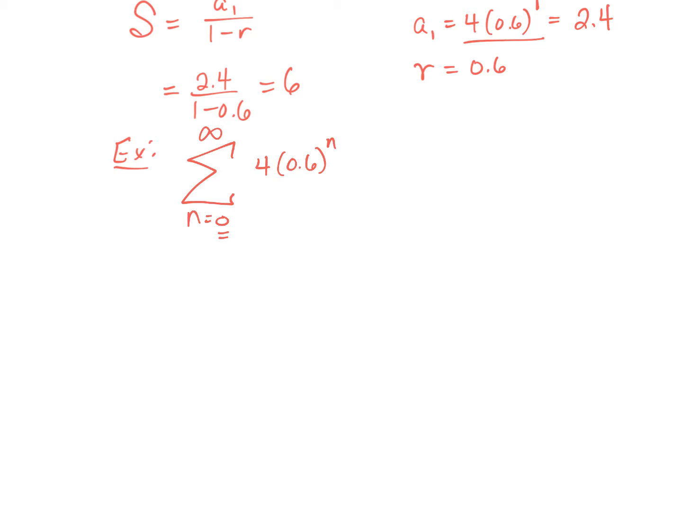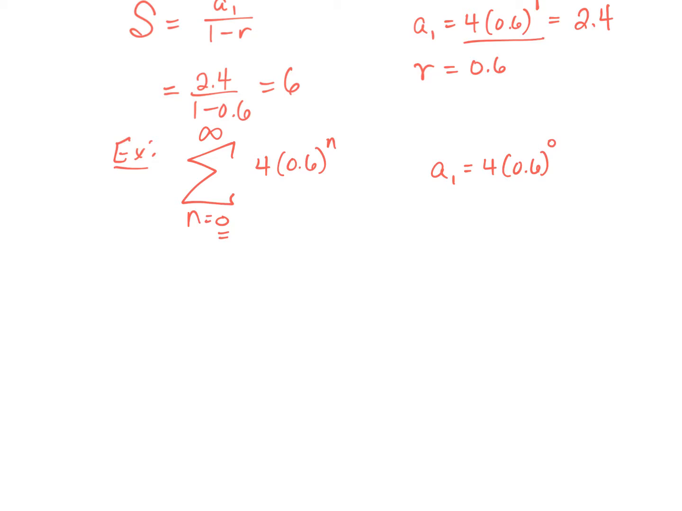It does. It makes a difference. It absolutely makes a difference where you start. What is your first term? There's a different first term for this, isn't it? Because the index starts at 0 and doesn't start at 1. The first term in this sequence, A sub 1, is going to be 4 times 0.6 to the 0.